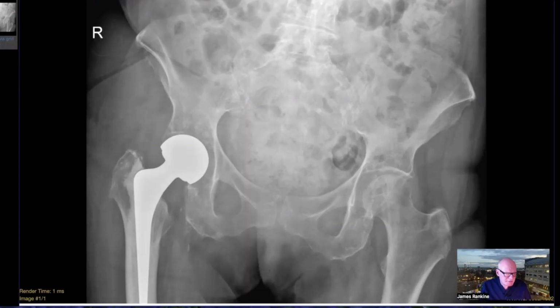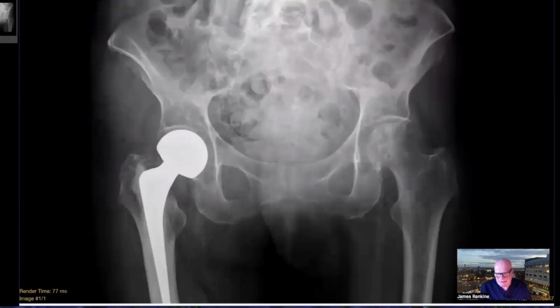Okay, so let's start then with the first case. I gave you a history: 70-year-old, 6 months post hemiarthroplasty. It's very difficult when you're just faced with one film like this, which is why I also gave you a film from the post-operative period, 6 months previously, because otherwise it's incredibly difficult to decide whether there are any changes here. The most important thing is what's happened in comparison with the previous one.